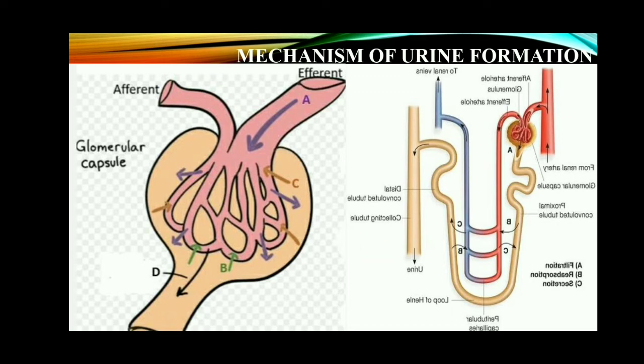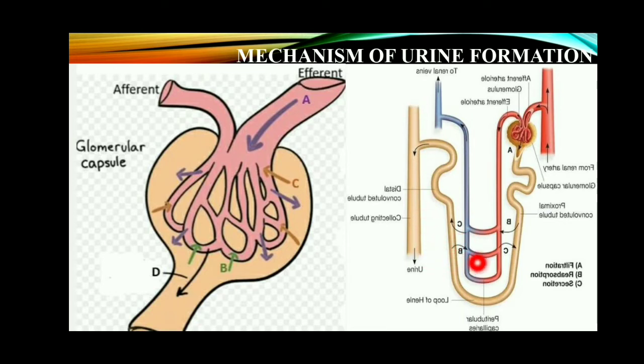Then the third process is tubular secretion. After that, the urine passes through the loop of Henle and reaches the distal convoluted tubule. In the distal convoluted tubule, hydrogen ions and potassium ions, some substances, are secreted into the tubule. This tubular filtrate is finally known as urine.